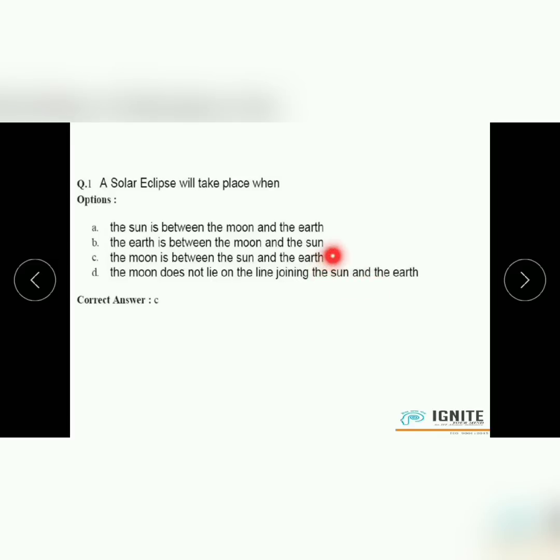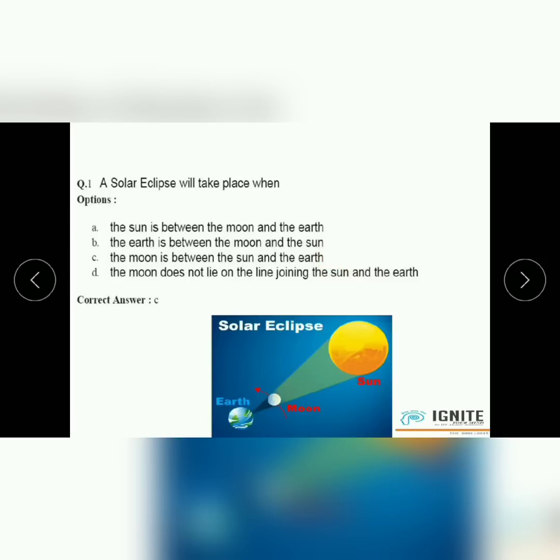The correct answer is option C. That is, the moon is between the sun and the earth. That means the solar eclipse occurs when the moon gets between earth and sun, and the moon casts a shadow over the earth. In other words, the solar eclipse occurs when the moon passes in front of the sun, blocking it out partially or completely, as shown in the figure. Okay, clear?